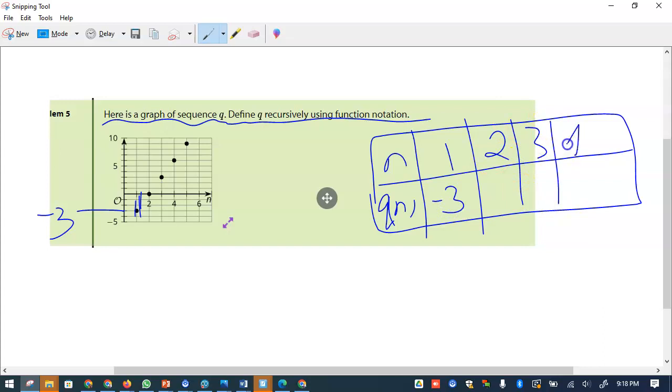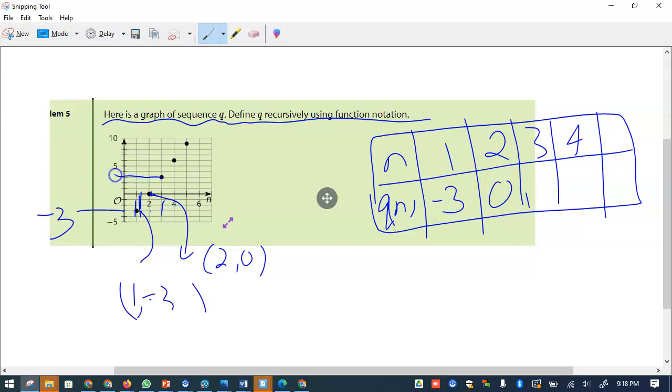Then the next one is 2. This number is at 0. That means this is 2, 0, right? This is 1 and -3. So 2 is 0. Then when it is 1, I think it is 3. And it is 4, it goes on to 5.